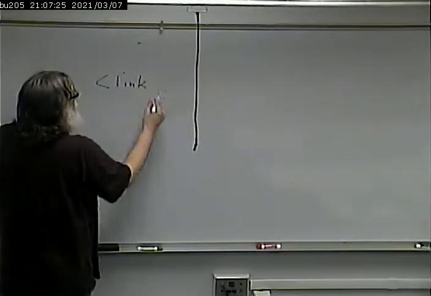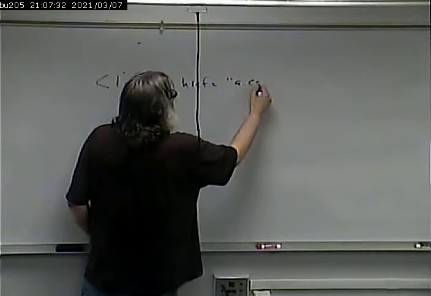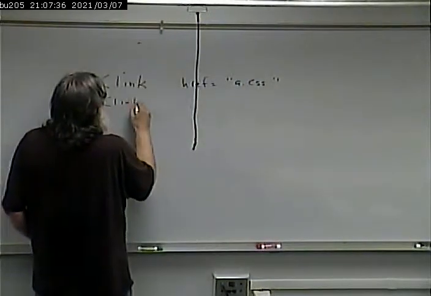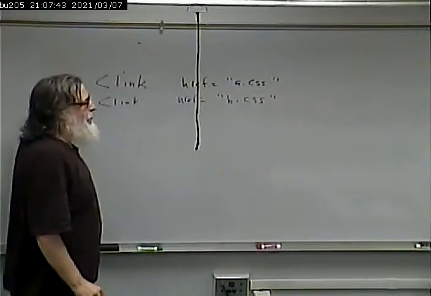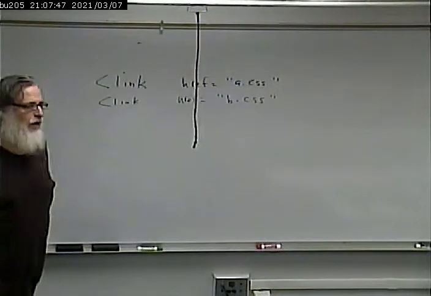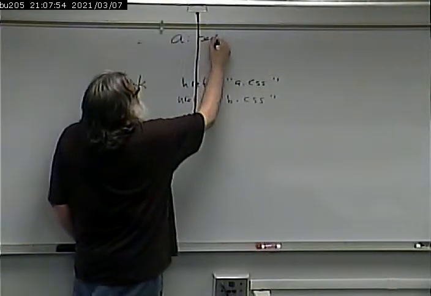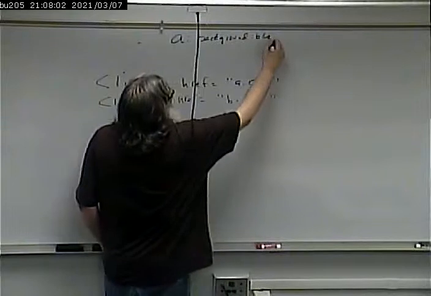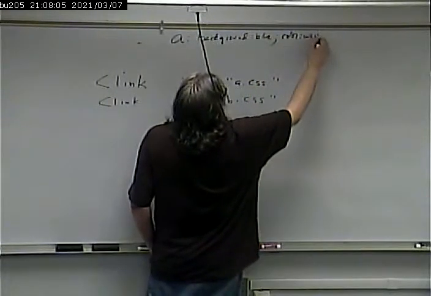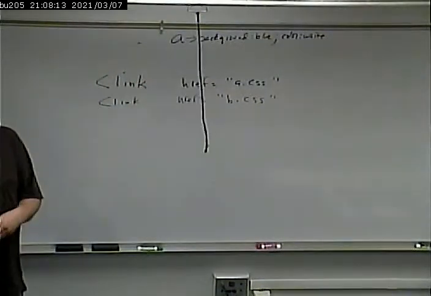Let's start out and assume that we have two style sheet files. Link href equals a.css. Link href equals b.css. And let's say that A says the background's blue and the color's white. So style sheet A will make a blue page with white font on it.